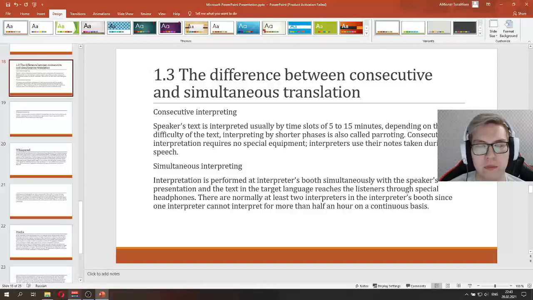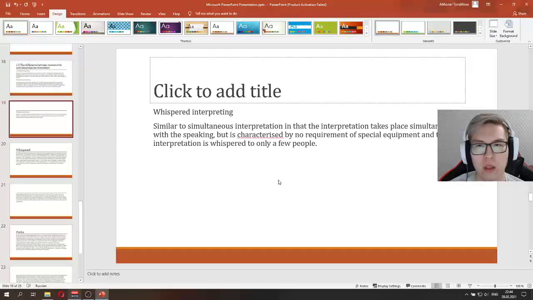Simultaneous interpreting: interpretation is performed in the interpreter's booth simultaneously with the speaker's presentation, and the text in the target language reaches the listeners through special headphones. There are normally at least 2 interpreters in the interpreter's booth, since one interpreter cannot interpret for more than half an hour on a continuous basis.